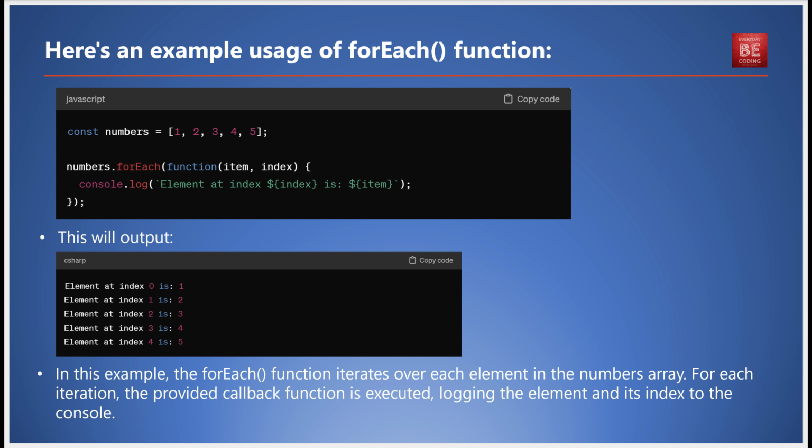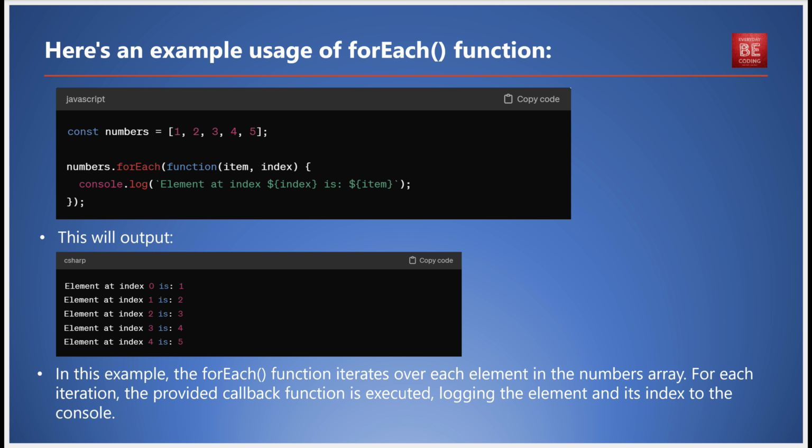The code would look like this: const numbers = [1, 2, 3, 4, 5]; numbers.forEach((item, index) => { console.log(...) }). This would output each element and its index starting from 0, like so. Element at index 0 is 1, element at index 1 is 2, element at index 2 is 3, element at index 3 is 4, element at index 4 is 5.